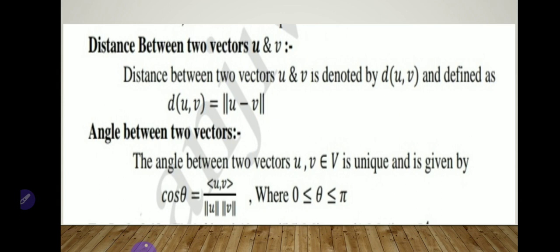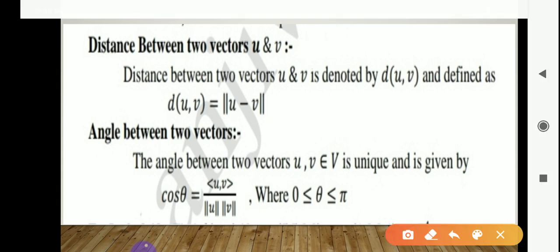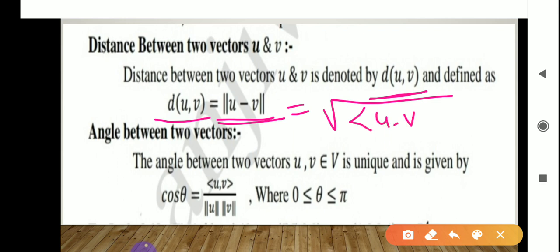Distance between two vectors u and v is denoted by d(u,v) and read as distance between u and v, and is defined as d(u,v) is equal to norm of u minus v. And how do we write norm of u minus v? That is the square root of the inner product of u minus v comma u minus v. This is the norm of u minus v.